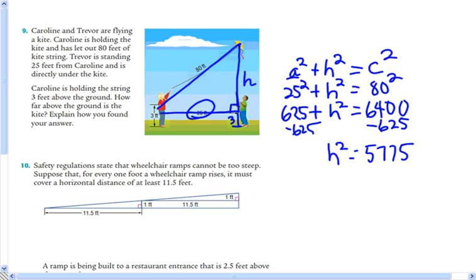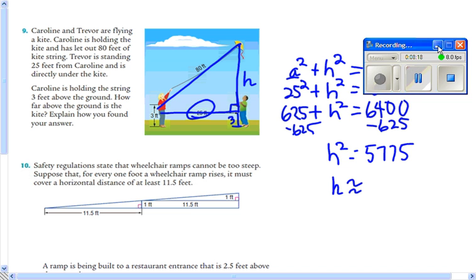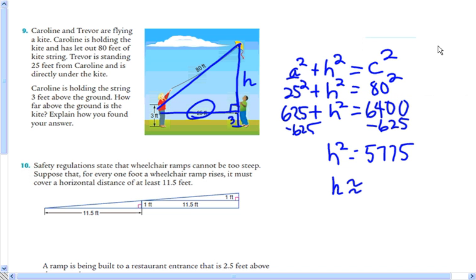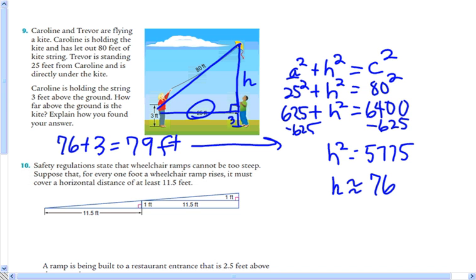5,775. So that means h is approximately, now we're going to use a calculator to find that, 75 point something, if we round it to the nearest foot, which I think is accurate enough for this. It's about 76 feet. And so how far above the ground is the kite? It's 76 plus the extra 3 feet that Caroline is there, because she's holding the string 3 feet above the ground already. So that's 79 feet. Okay? And my explanation is our work over here. All right?